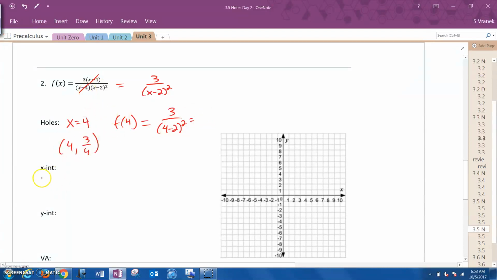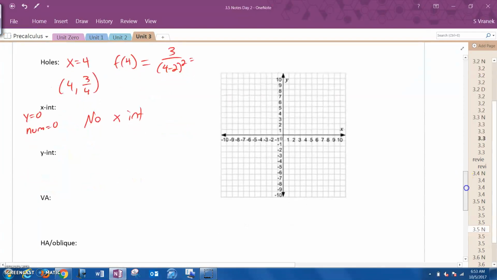Again, for these, the x-intercept, we set it when y is equal to 0, and when it's a fraction, that means the numerator is equal to 0. Since there's nothing to make the numerator 0 for this, though, there are no x-intercepts for this one, because you can't make the top 0. Unless you could somehow magically turn a 3 into a 0, which you should not do.